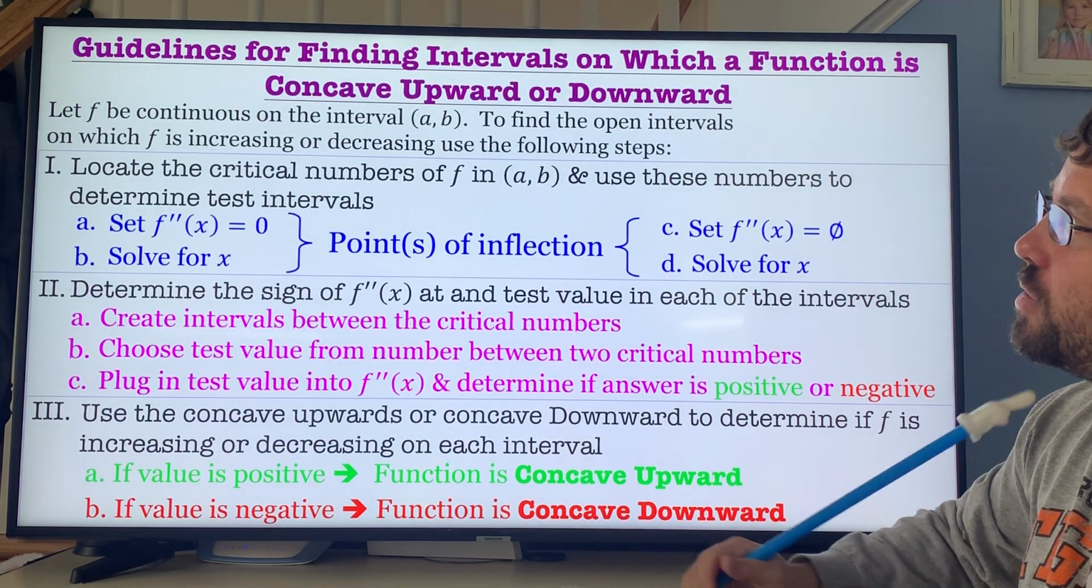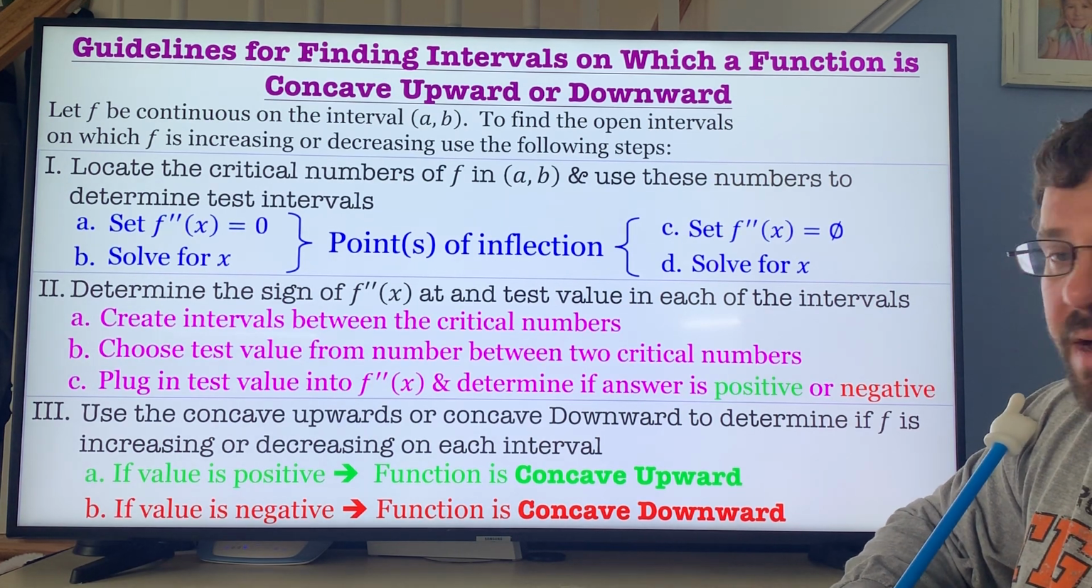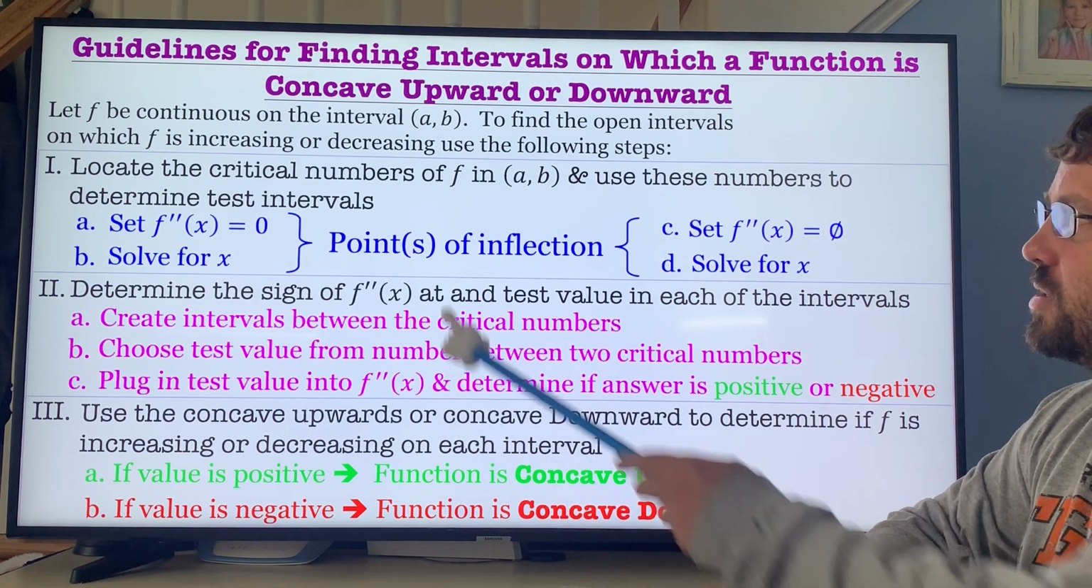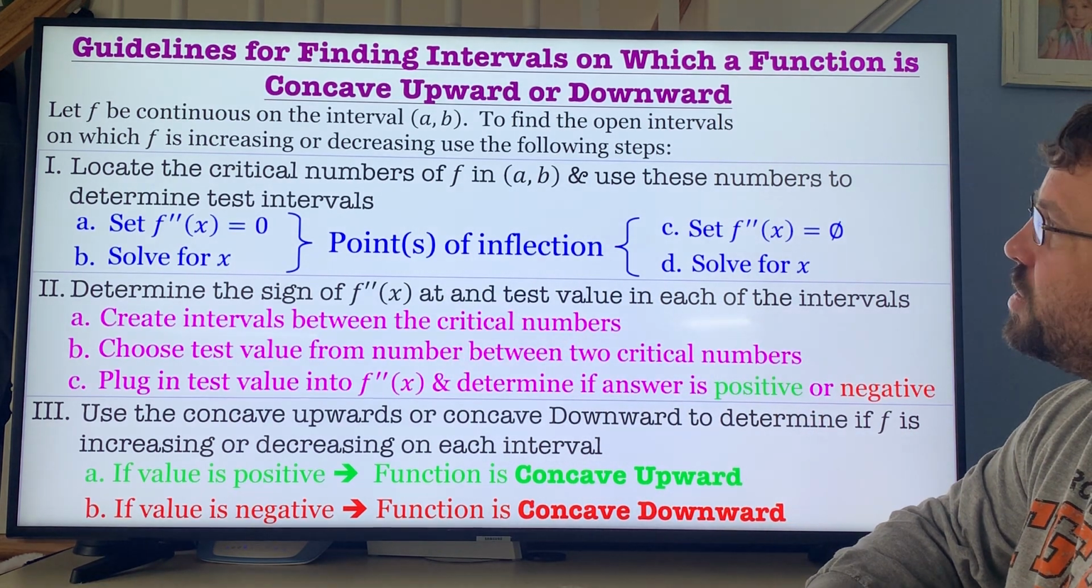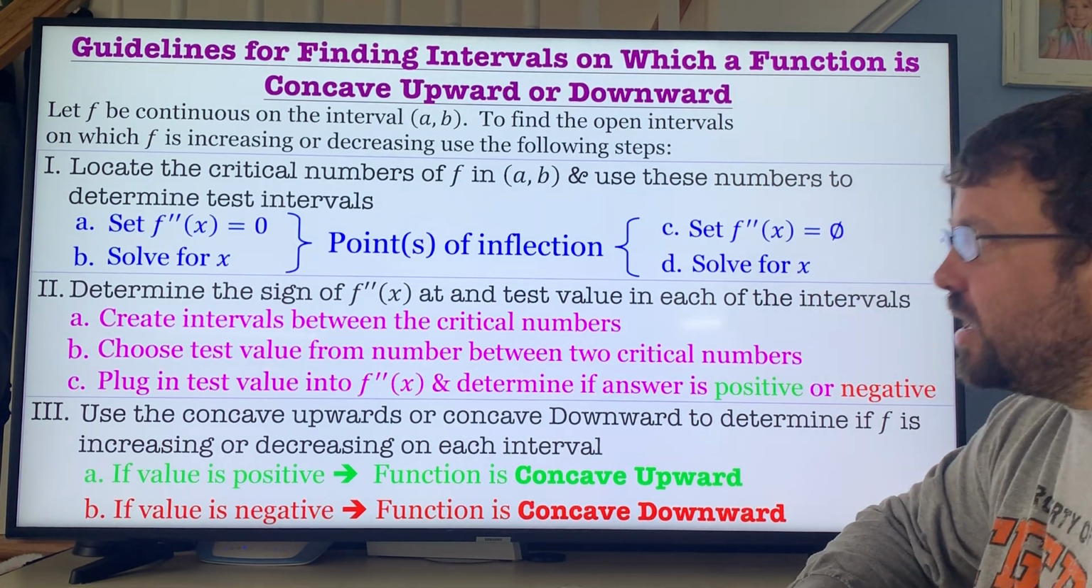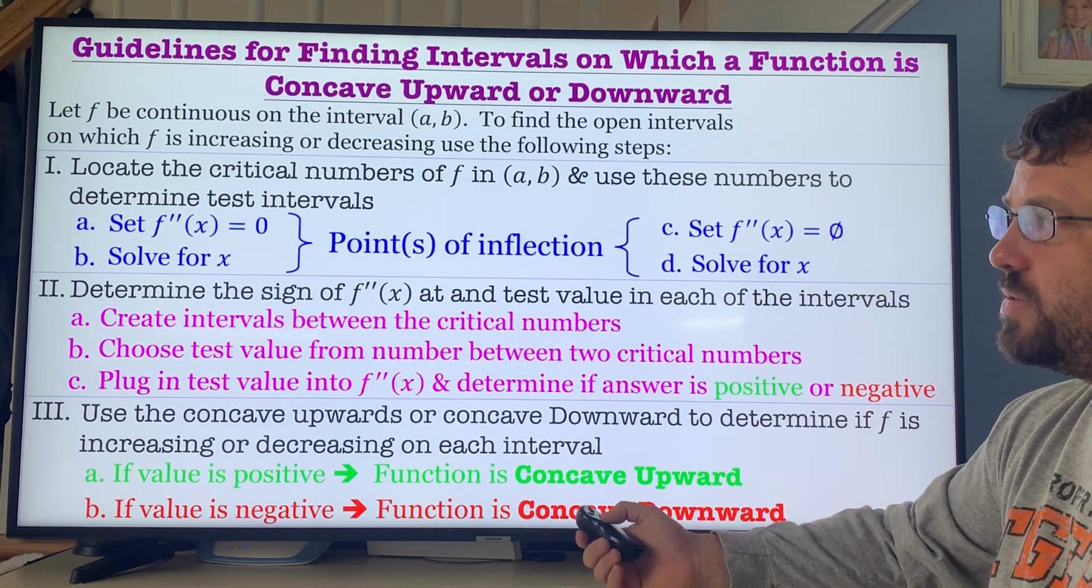Now what we're going to do is we're going to go over how to find the concavity. Now this is using the second derivative. Same exact thing. So you're going to find the critical numbers. You're going to use these numbers to do the test intervals. Now they're all called critical numbers just because that's where stuff happens. The critical numbers, though, are used to find points of inflection.